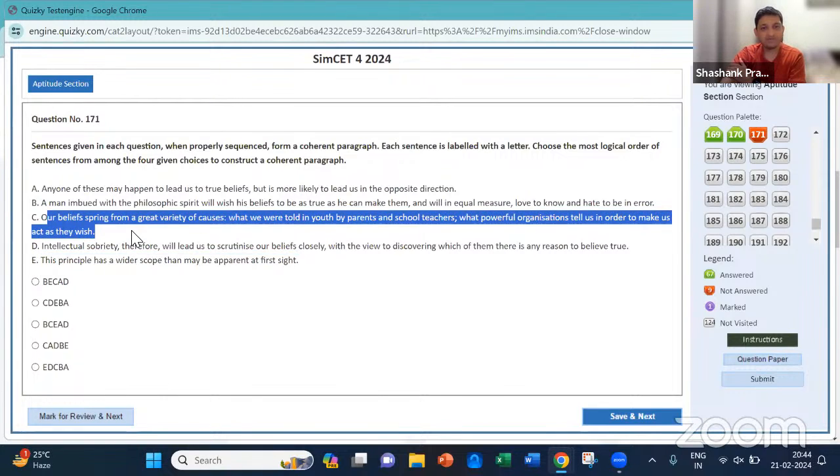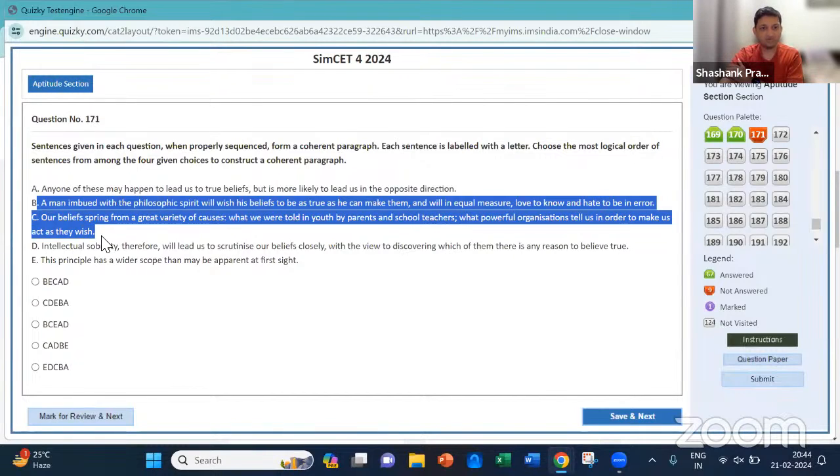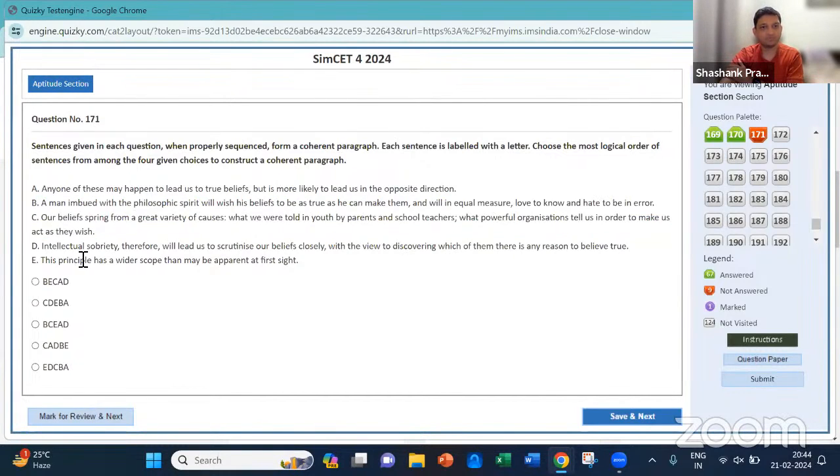Our beliefs spring from a great variety of causes. What we were told in youth by parents and school teachers, what powerful organizations tell us in order to make us act as they wish. So BC doesn't look fine. BE is good. That's the principle, I believe, right? Yeah, I think BE is still decent. Then C.